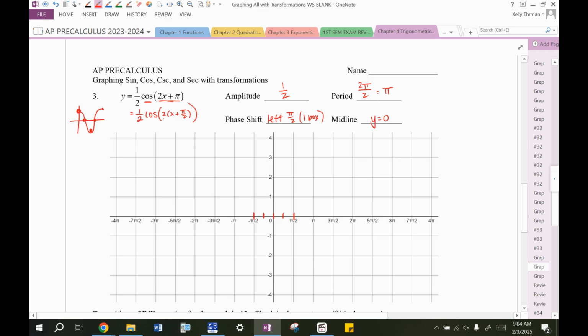And then draw in a cosine curve, which has a height of 1/2. It starts there. And then it hits midline. And then it goes to negative 1/2. Midline, positive 1/2. Now this is a cosine graph, so we don't have to do asymptotes and all of that. So now we know that we're going to mark every little half box.